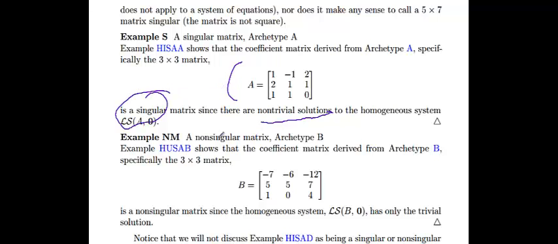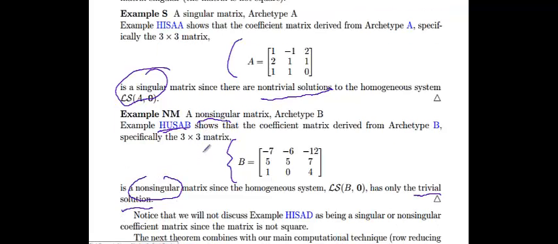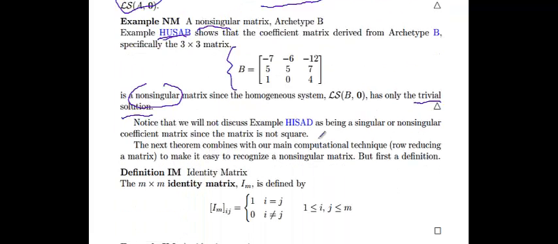On the other hand, if you go back and look at this example here, you can click back and see, we found that the homogeneous linear system of equations based on this matrix had a unique solution. It had only the trivial solution. So that means that this matrix B is non-singular. This example is not square, so we don't call it singular or non-singular.